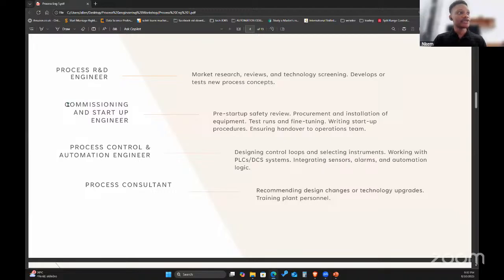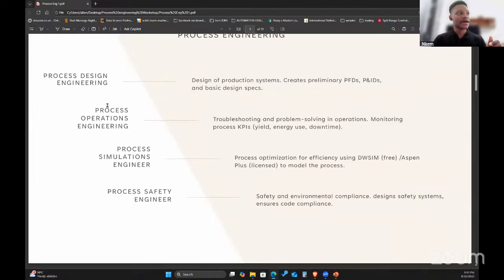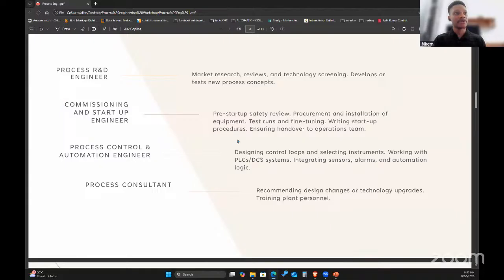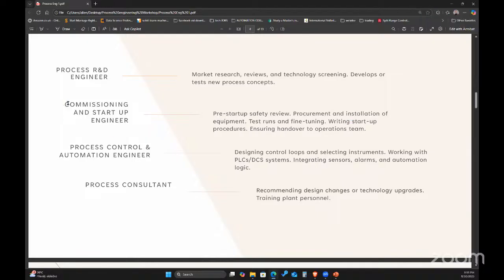Now, also you have the commissioning and startup engineer. Actually, for this one, you should have experience as a process operation engineer before you can become a commissioning and startup engineer, because for this, you have to do pre-startup review. After the construction of the plant, you have to go through some pre-startup review. You have checklists, you have to go through them, ensure that all equipment and valves are in the right positions, and also, you do test runs and fine tuning of the equipment before you start normal operations. So this is the commissioning and startup engineer.